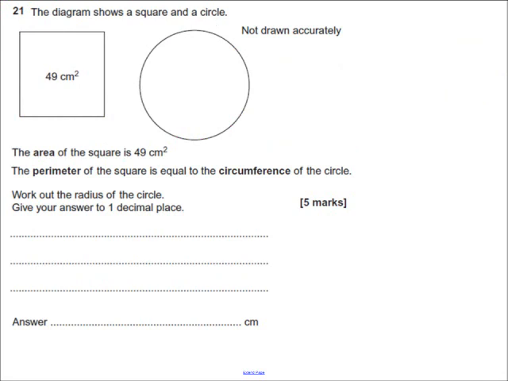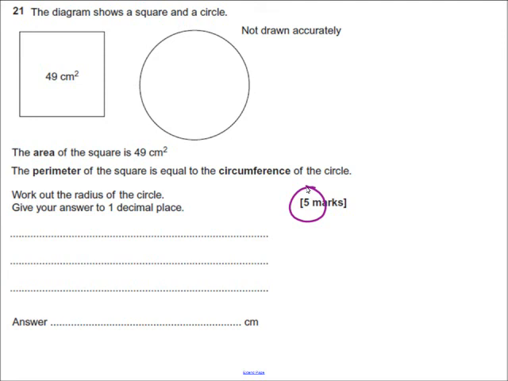Question 21. The diagram shows a square and a circle. The area of the square is 49 centimetres squared and the perimeter of the square is equal to the circumference of the circle. Work out the radius of the circle and give your answer to 1 decimal place. And again, the question has got quite a lot of marks on offer. So let's break it down into the stages.